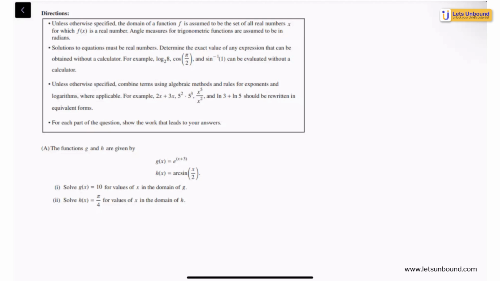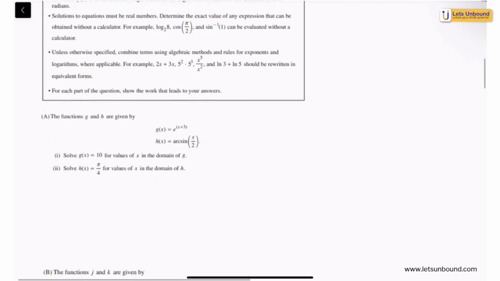Solutions to equations must be real numbers, and wherever possible, you must determine the exact value for any expression that can be obtained without a calculator. For example, log base 2 of 8, cos pi by 2, sine inverse of 1. All these expressions which you think you can evaluate without a calculator must be evaluated. Unless otherwise specified, we must combine all algebraic terms using algebraic methods, laws of exponents, and logs. Another part says that for each part of the question, you should show the work that leads to your answer. So after reading the directions, let's just jump onto the questions.